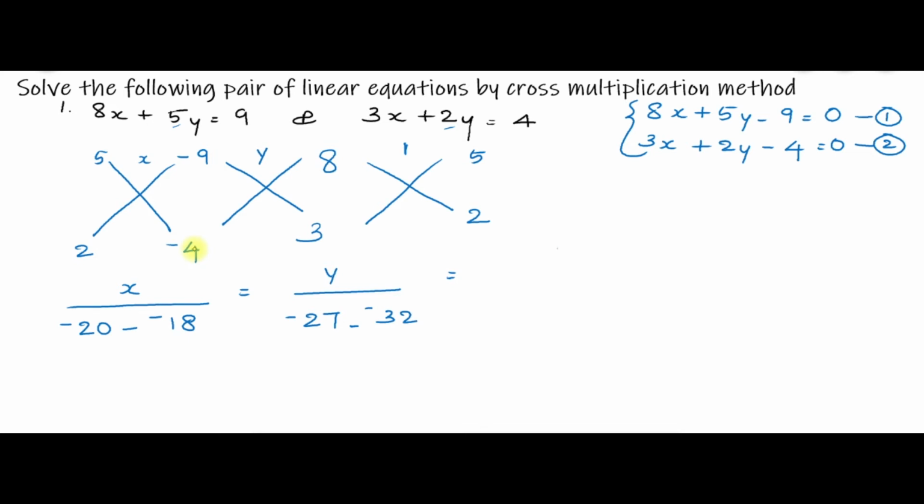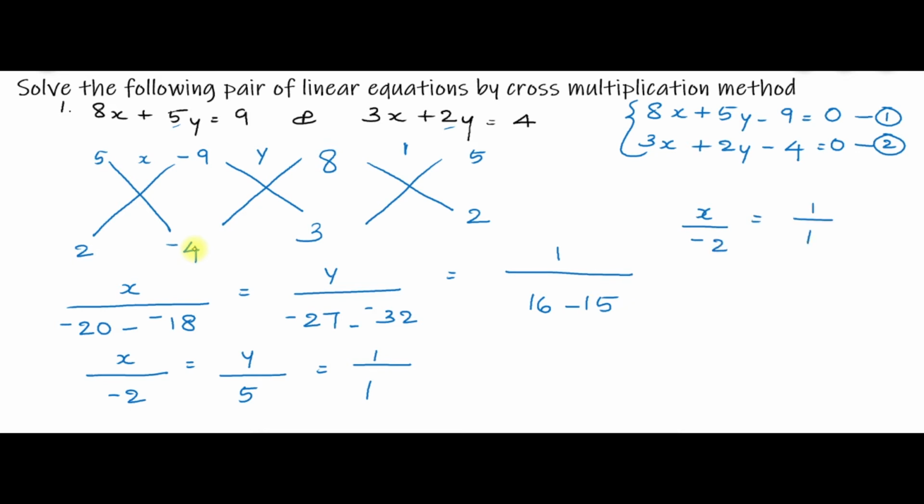Then equal to this 1 divided by 8 into 2 will give you 16 and 5 into 3 will give you 15. Now you are going to write x divided by minus 20 minus 18, which is equal to minus 2. y divided by minus 27 minus 32, which is equal to 5. 1 divided by 16 minus 15, which is equal to 1. So you have to get x by minus 2 is equal to 1 by 1.